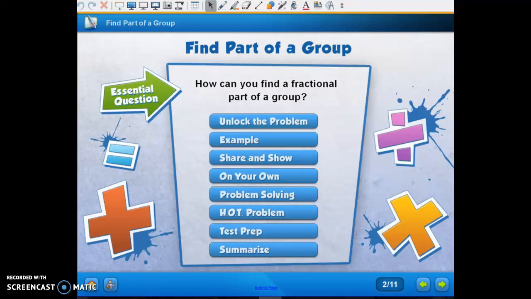Hello, today we're doing lesson 7.1. We've started multiplying fractions and this is our first lesson. Today our job is to find part of a group, and we are going to do that with our counters, our red and yellow counters.